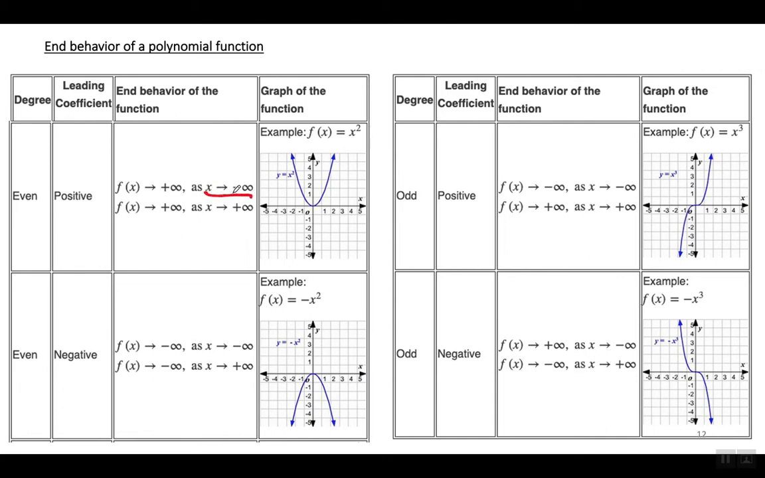As x approaches negative infinity, that's this way to the left. That means as the x coordinate gets more and more negative, it's approaching negative infinity this way, f of x, which is y, is approaching positive infinity this way. And as x approaches positive infinity, which is this way, f of x, which is y, is approaching positive infinity.